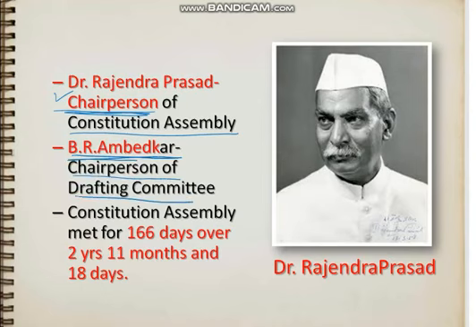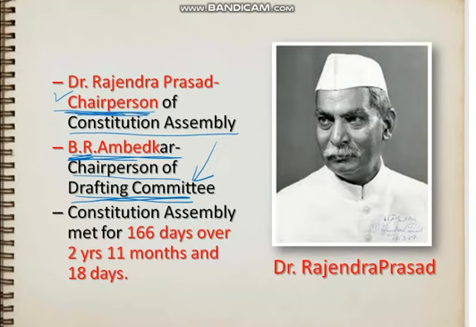Now the drafting committee comes under the Constituent Assembly. Drafting means to make the constitution, to write what matters and what things will be included in the constitution; all of that is called drafting. So Dr. B.R. Ambedkar was the chairperson or head of the drafting committee, while Dr. Rajendra Prasad was the head of the Constituent Assembly.